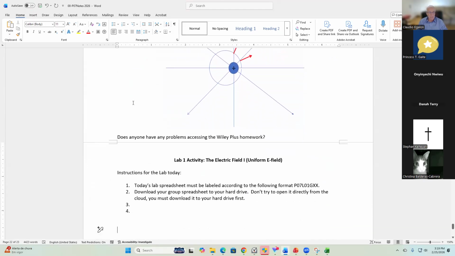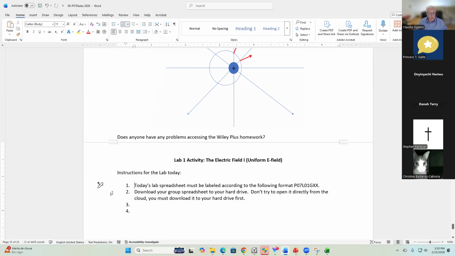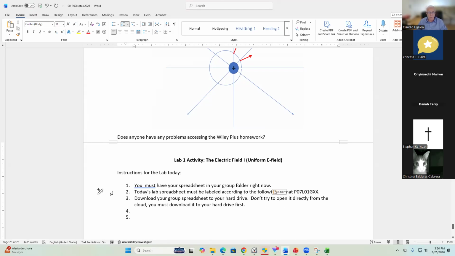Instructions for lab today. You must have your spreadsheet in your group folder right now. Let me put that as the first item here. Today's lab spreadsheet must be labeled according to the following format: P07L01G, two-digit group number, 01, 02, all the way up to 18, right?